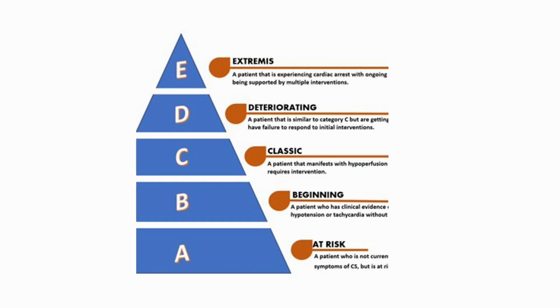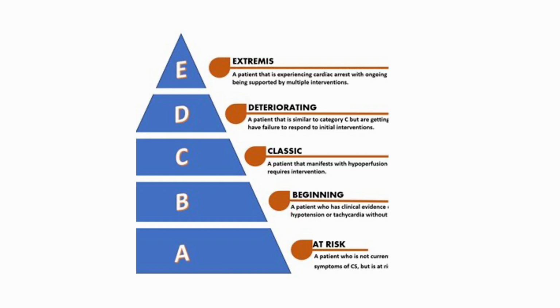D is a deteriorating patient. Again, this is similar to category C, but this is a patient that has failed to respond to the initial interventions that we may have tried based on the underlying cause. And E is a patient that is in extremis, that is experiencing cardiac arrest with ongoing support via multiple interventions.